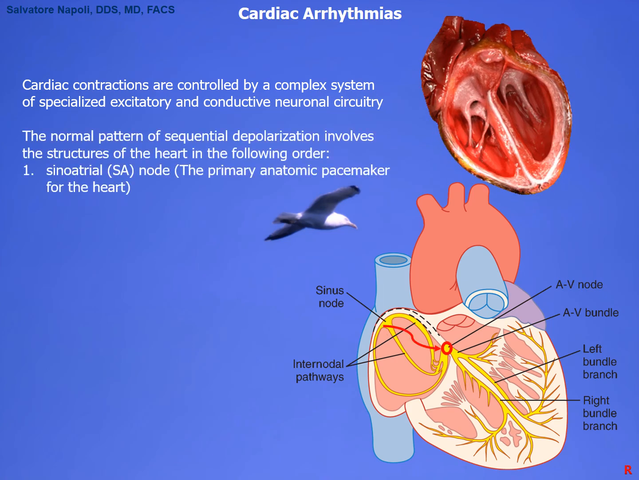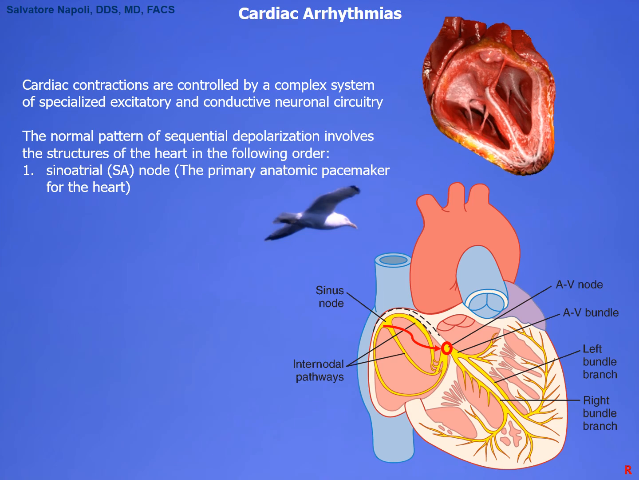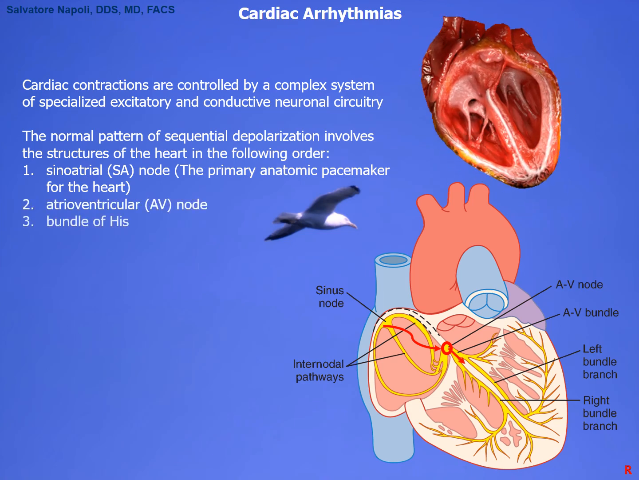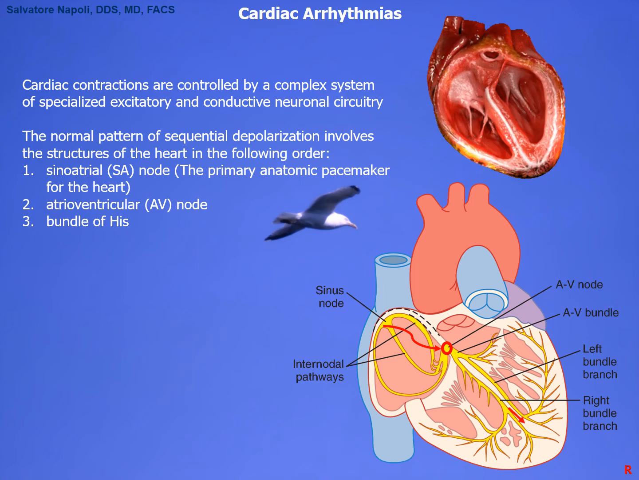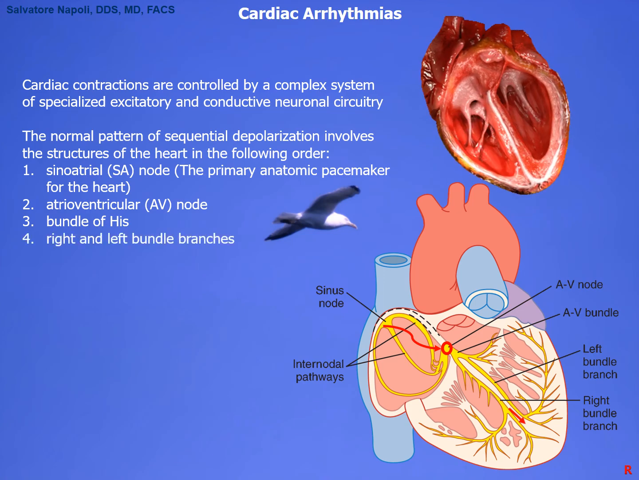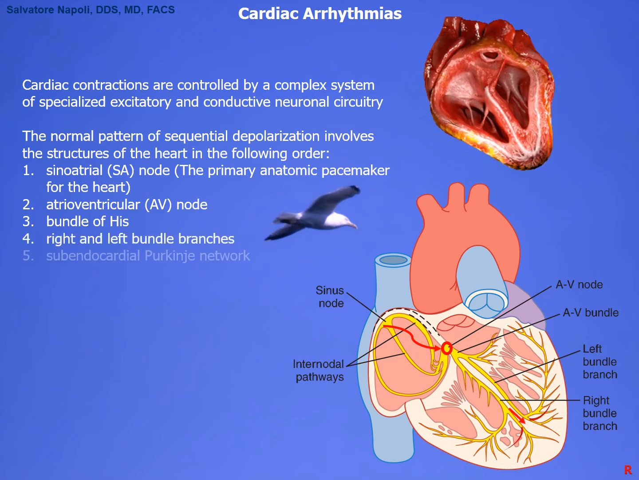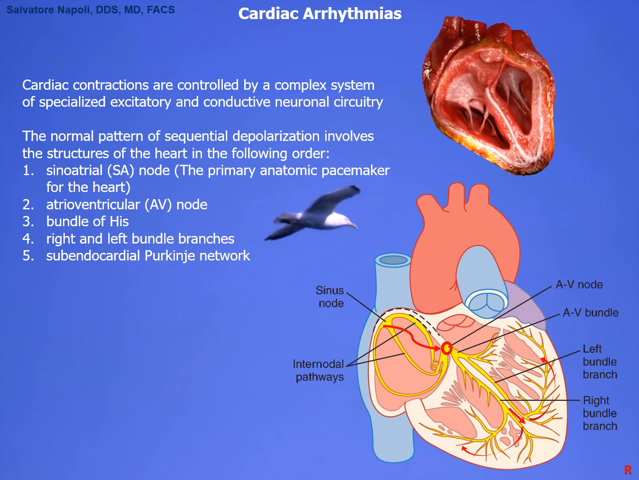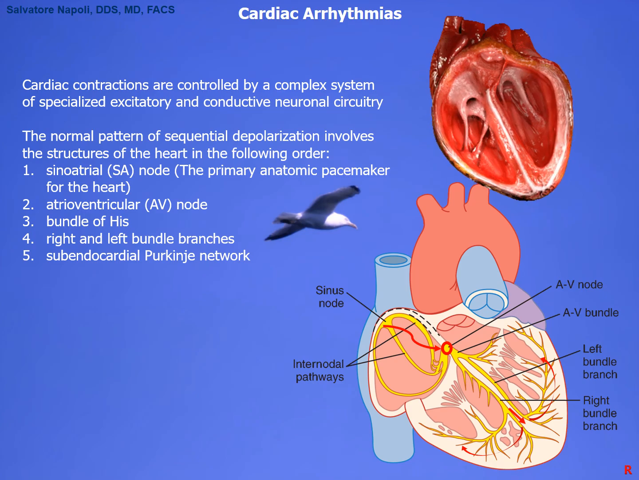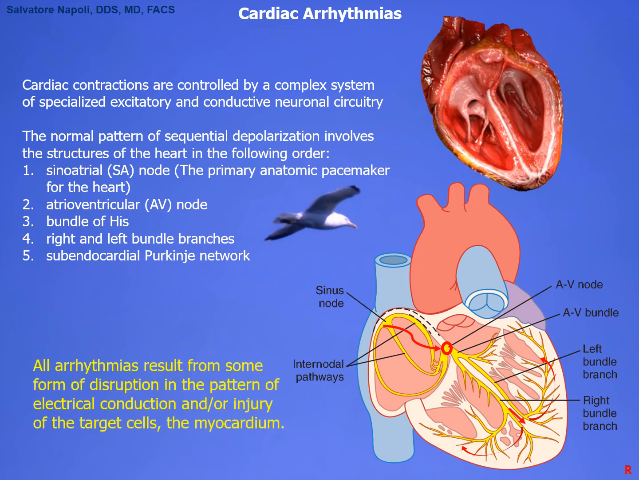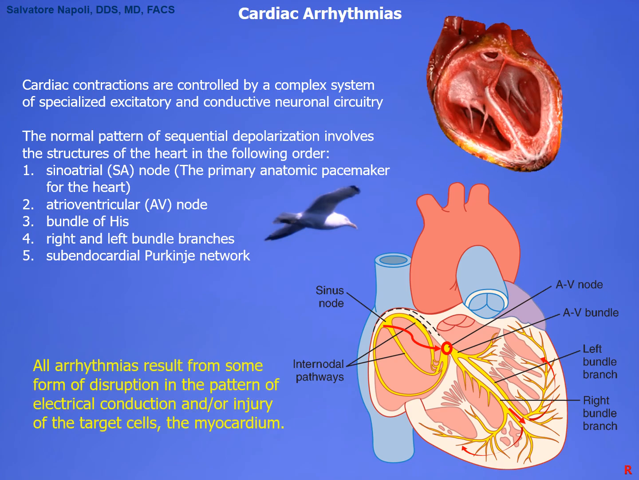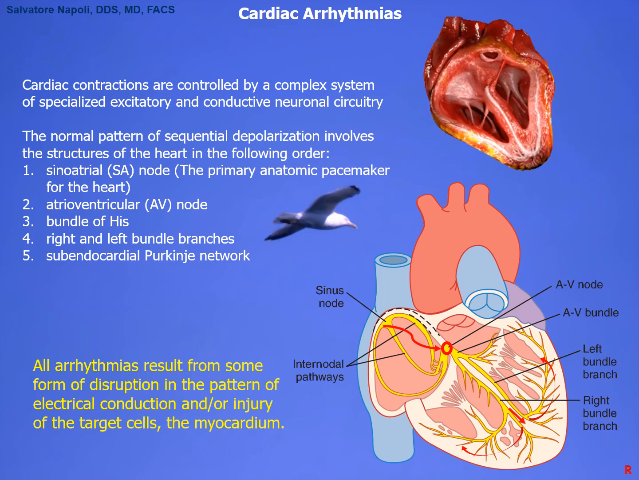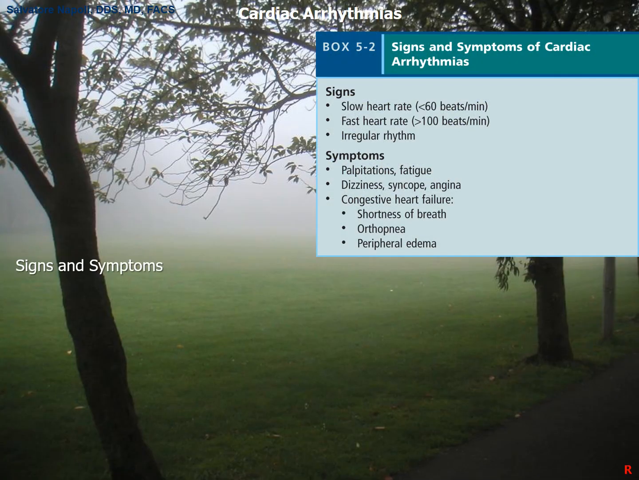From the sinus node via internodal pathways, the charge moves rapidly to the atrioventricular node, and from there to the main bundle of His, also called the AV bundle, and there down the left and right bundle branches, and from there subendocardially through the Purkinje network to the rest of the myocardium. All arrhythmias result from some form of disruption in the pattern of electrical conductivity or injury of the target cells, the myocardium.